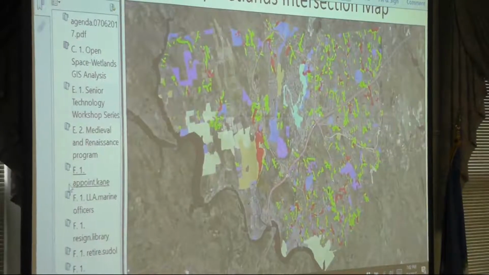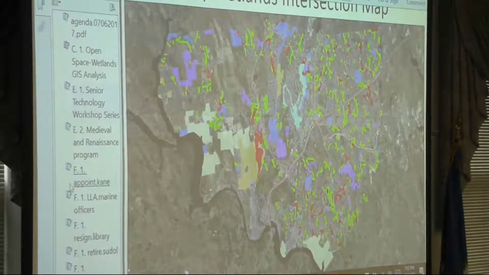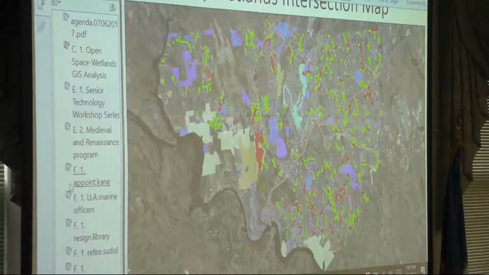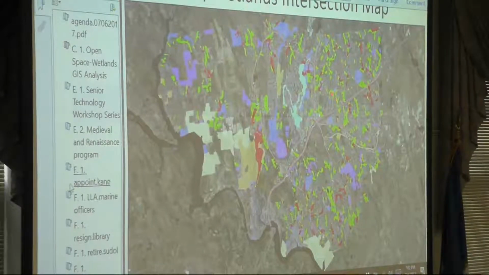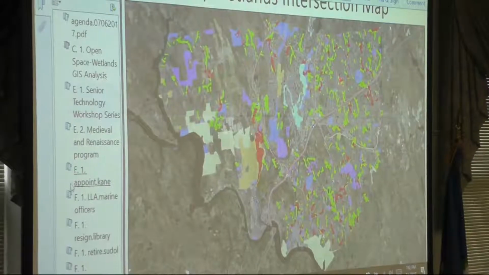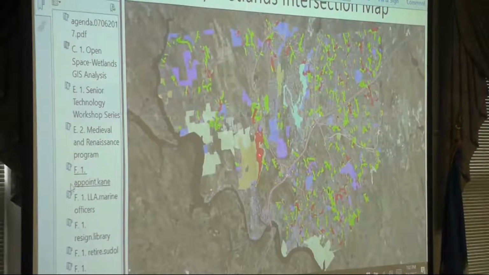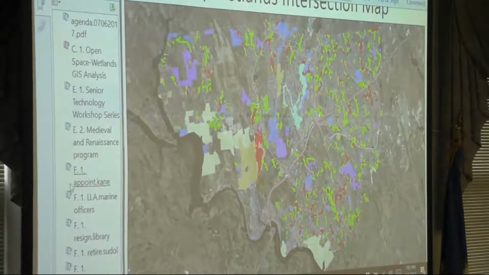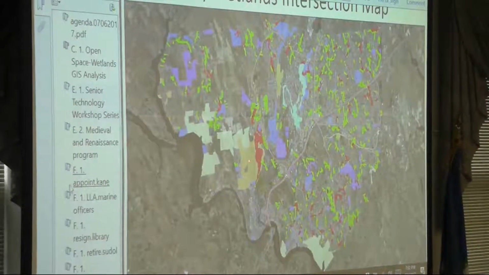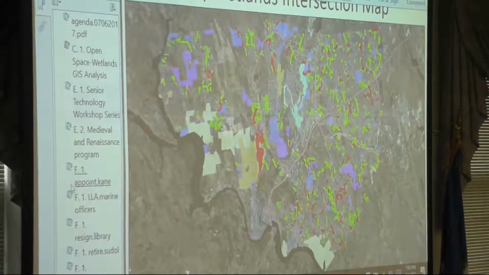The green are the wetlands areas. Those are areas that in the wetlands layer of GIS have been surveyed and mapped. The red is areas that are both wetlands and open space. So this large open space parcel here, this red area has been marked as wetlands, and it overlaps on an open space layer. These green areas are just plain wetlands. They're not part of open space.